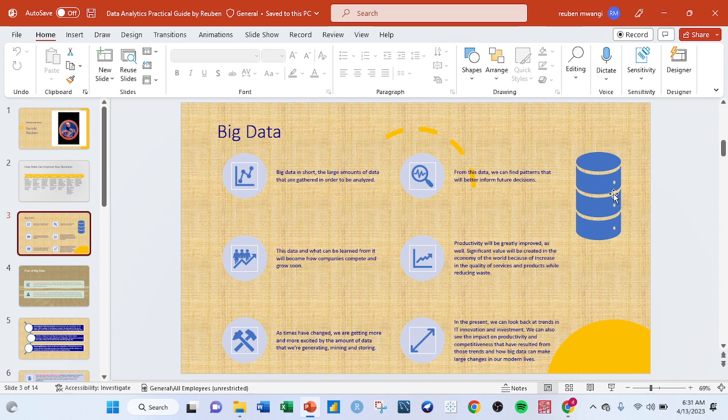So from the data we can find patterns that will make us better informed for future decisions. This information will help us make decisions and make us become more innovative, deciding on the products that we can introduce to the market. So productivity will be greatly improved, as significant revenue will be created in the economy, because of increasing the quality of services and products, and reducing waste.